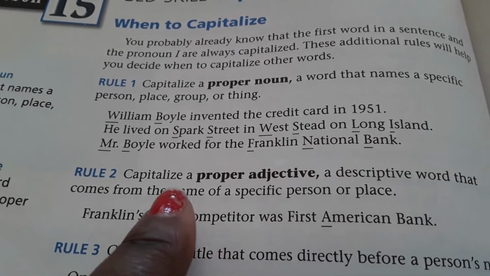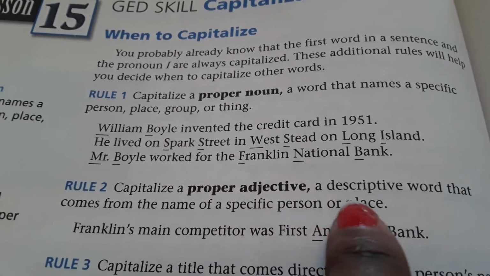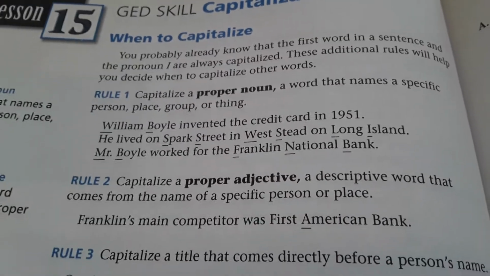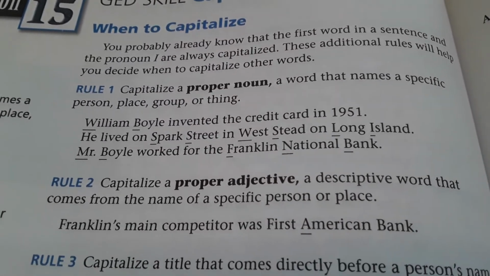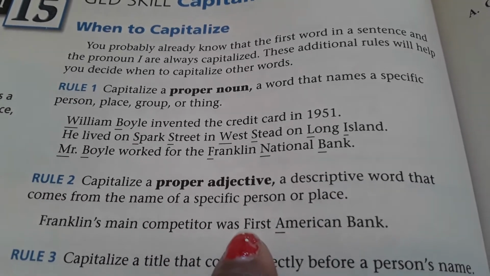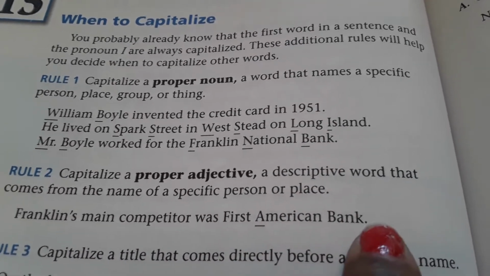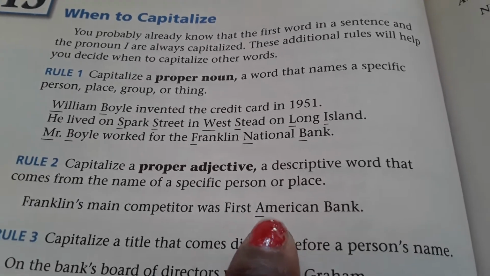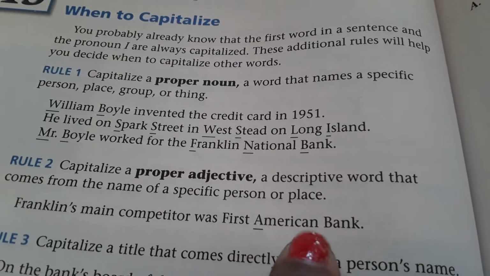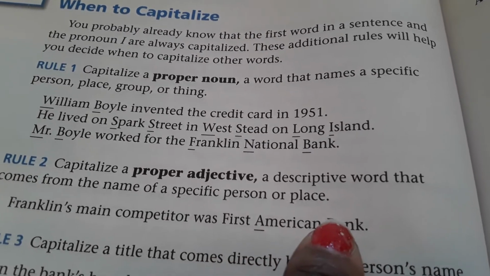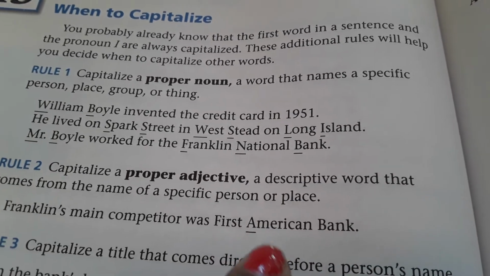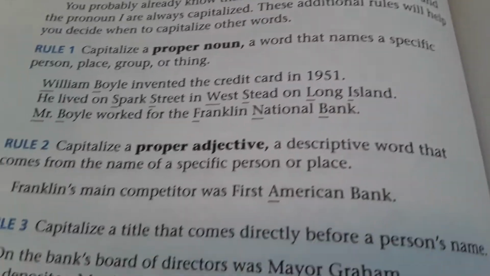The second rule says to capitalize a proper adjective, a descriptive word that comes from the name of a specific person or place. So, Franklin's main competitor was First American Bank. So, see, I got to capitalize American because it is a part of this name. This is a description of that bank. That's the name of that bank. That's the adjective. So I want to make sure that that is capitalized, okay? Because this is specific. Remember, that's the key word here.